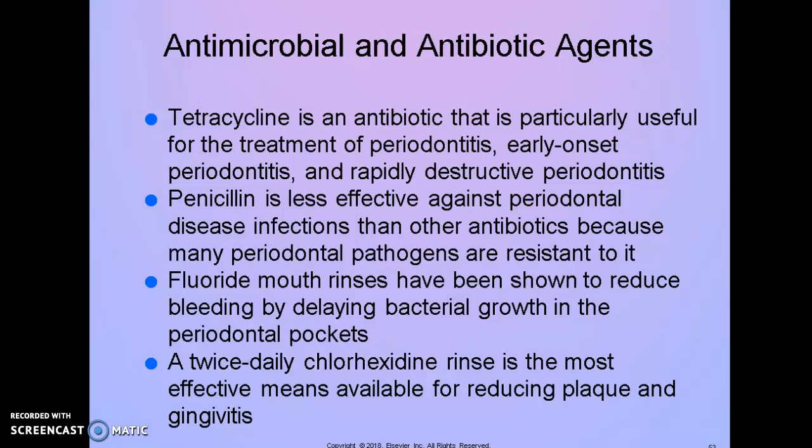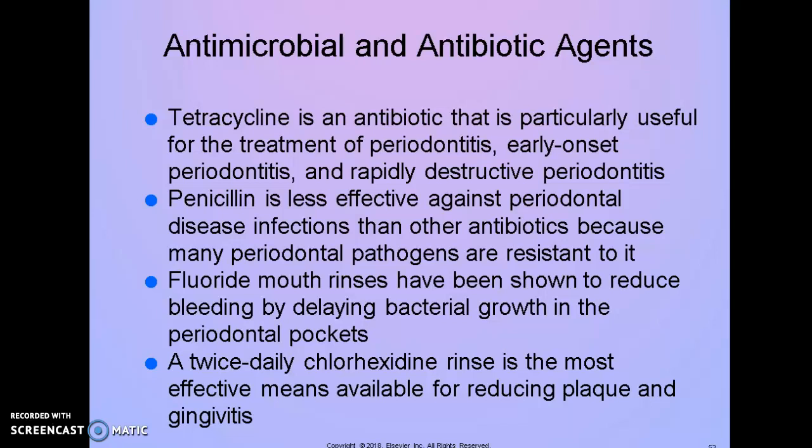Penicillin is less effective against periodontal disease than any other antibiotic because many perio pathogens are resistant to it. So many times, when the patient does have infection around their teeth in their gums, some doctors will prescribe a systemic antibiotic, but it will not be penicillin.